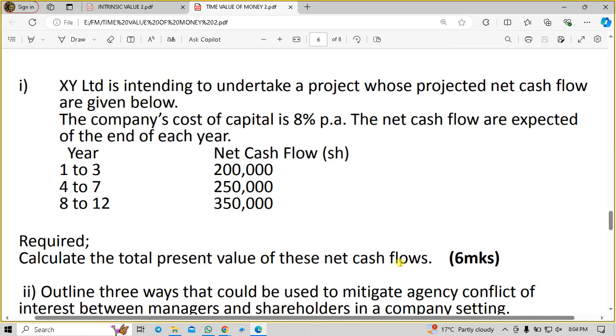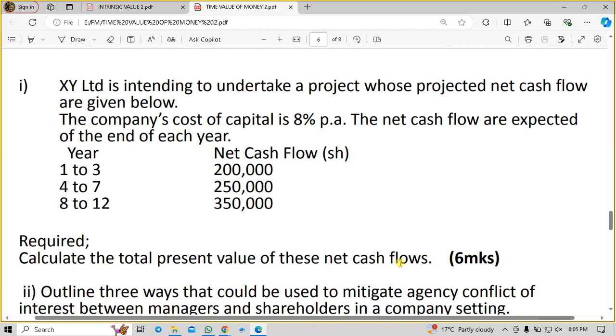So we have been asked to calculate the total present value. So I want us to do it right now. In the next 10 minutes, we are supposed to be done, so that we can proceed with the other sectors. So we are starting with year 1. I hope you have your pen and your book and your calculator as well. So we are starting with year 1 to 3. Then you have year 4 to 7.